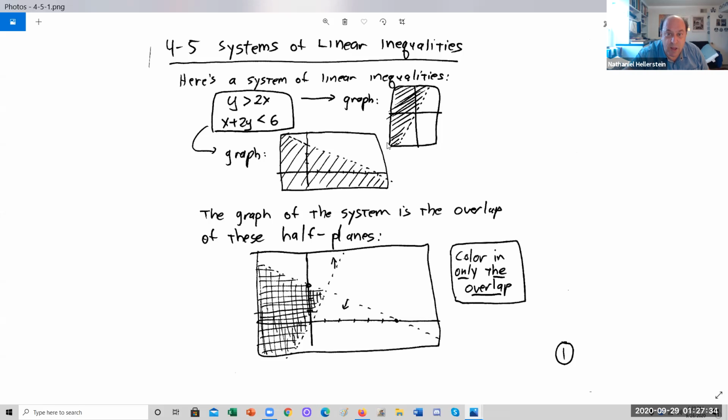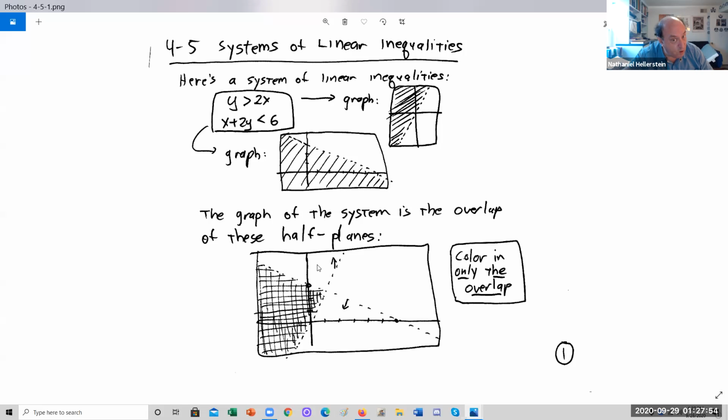Y is greater than 2x. That's this, the color is in this half plane. X plus 2y is less than 6. We color in this half plane. And we want to see where they overlap. So above this line, below to the right of this line. So we have this quarter of the plane we color in.